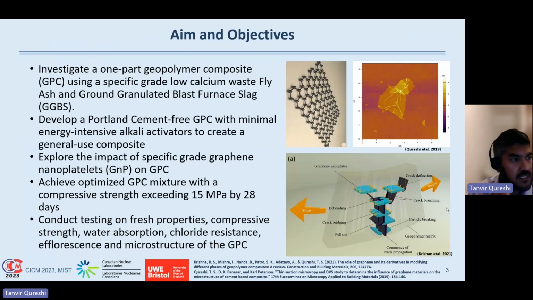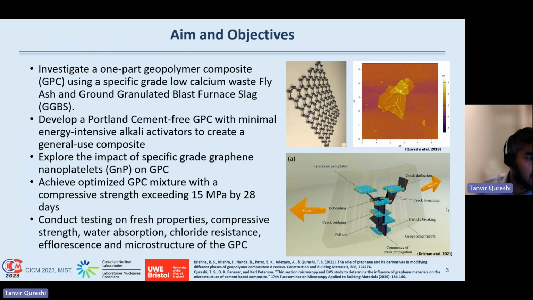Starting with the aims and objectives, the aim of this research is to investigate one-part geopolymer composites, GPC, using a specific grade low calcium waste fly ash and ground granulated blast furnace slag, GGBS, and to develop a Portland cement-free GPC with minimal energy-intensive alkali activators to create a general use composite.